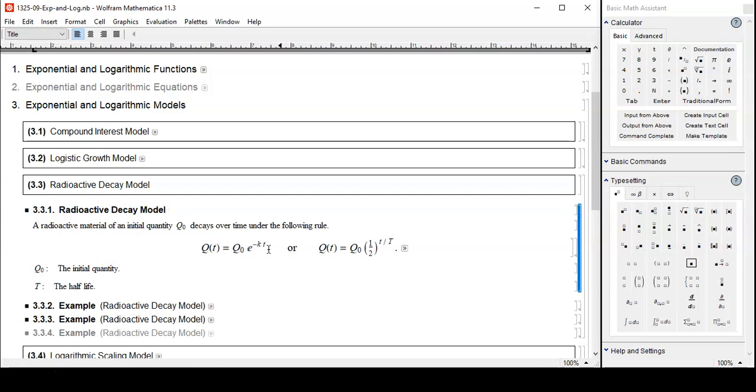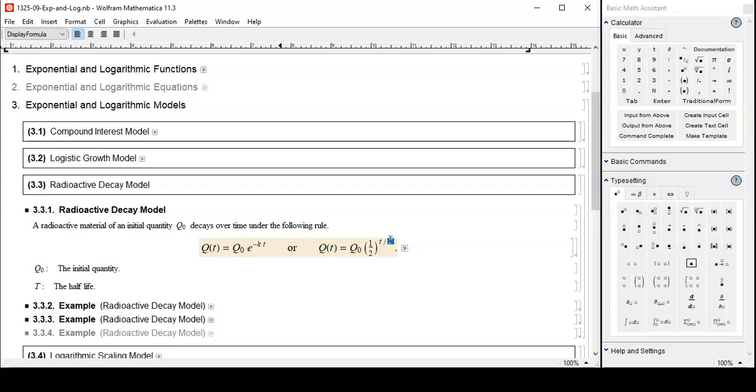Radioactive decay models are written either this way using the natural exponential function or using the base of 1/2. This expression and that expression are actually equivalent because this k value and this capital T value can be adjusted accordingly so that they are the same. By the way, this capital T is called the half-life.